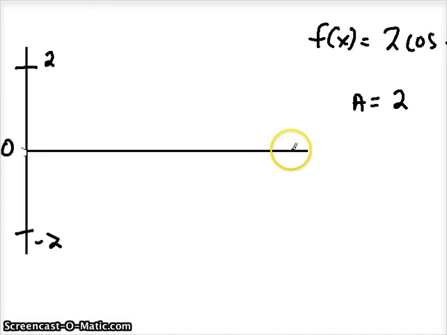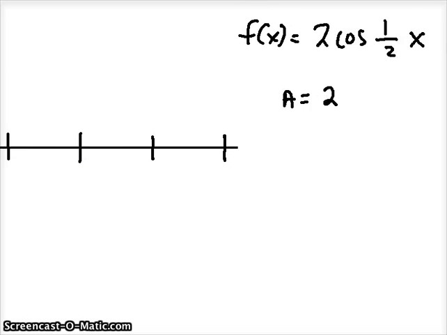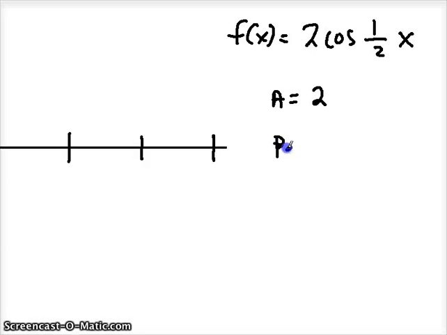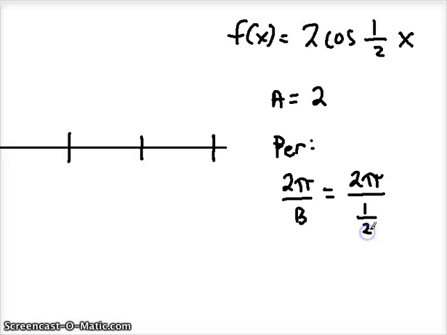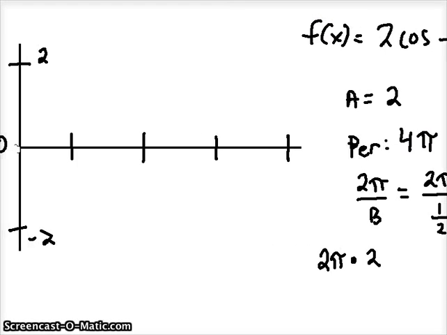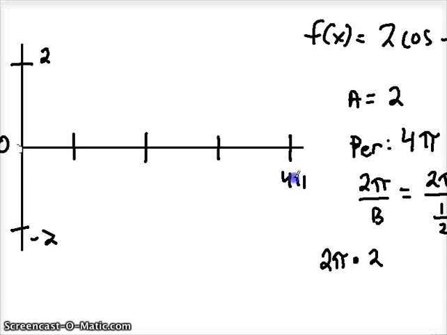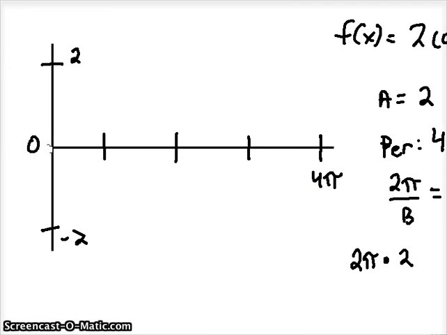Alright, let's figure out the period length next, so we can plug in the points on our graph. Period is going to be 2 pi over b, and the b value is 1/2. So 2 pi over 1/2, if we remember how to divide fractions, we're going to flip and multiply. So we got 2 pi times 2 is what this actually is. And we end up getting 4 pi. So our period length is going to be 4 pi. I can put that at the end of my graph. And then I can figure out the last 3 key points.